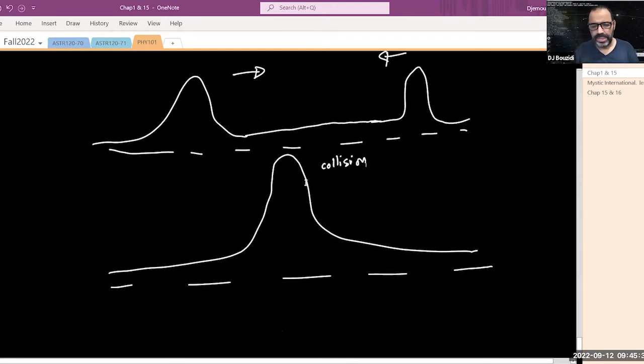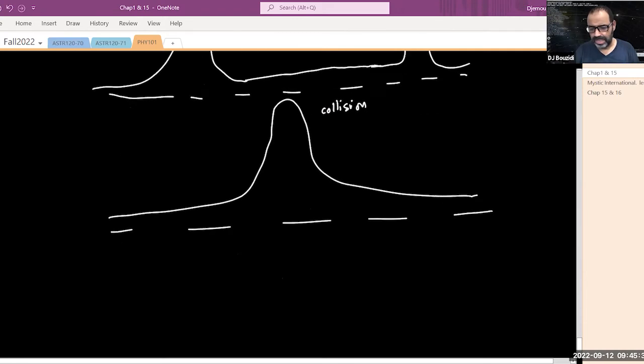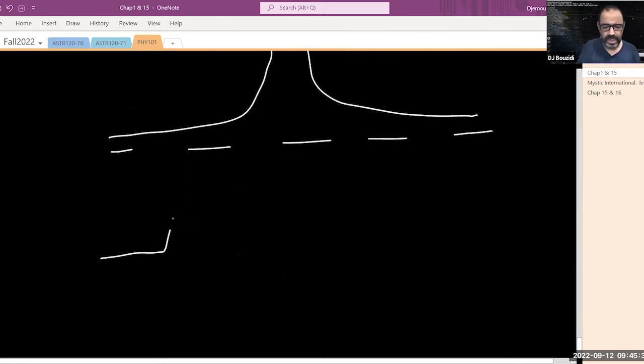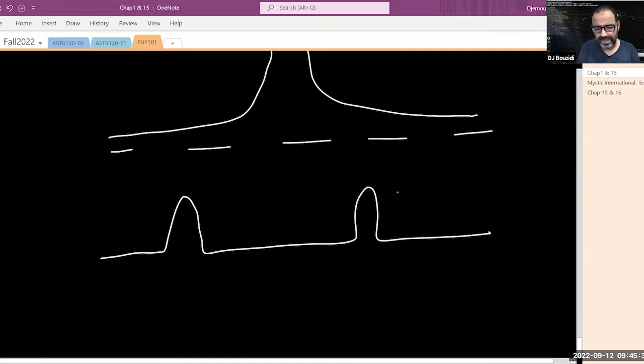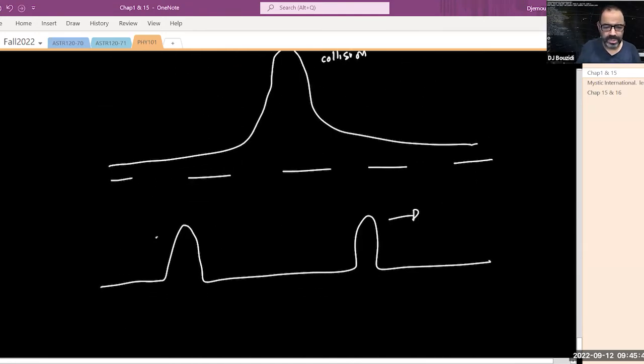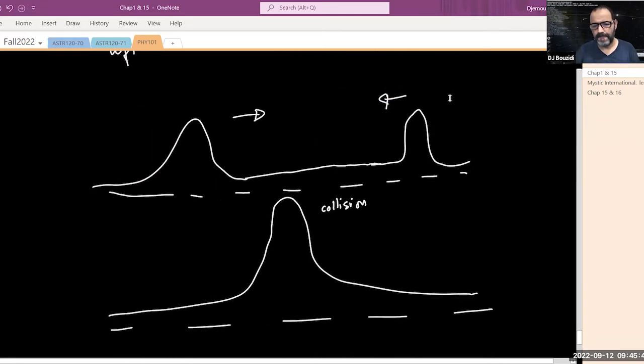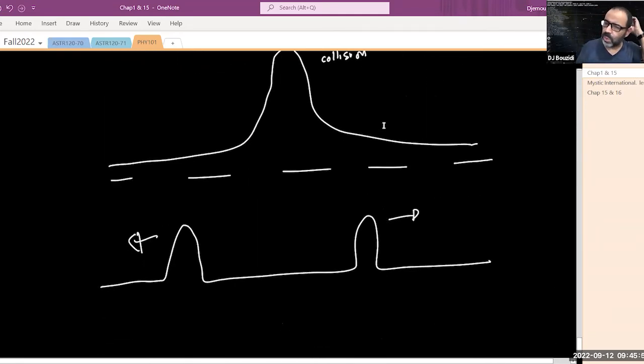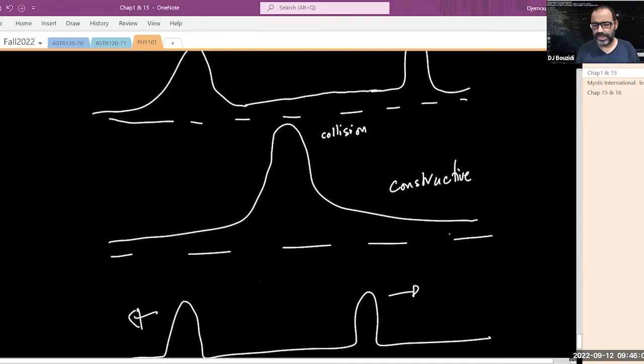If I wait a little later, they separate. The one traveling to the right will continue to the right, and the one traveling to the left will continue to the left. So this was the original one that started in here, and this is the original one that started from the other side. This type of interference is called constructive interference. Constructive meaning you add them and they become more intense. So this is a constructive interference. That means they add up, they become more intense.